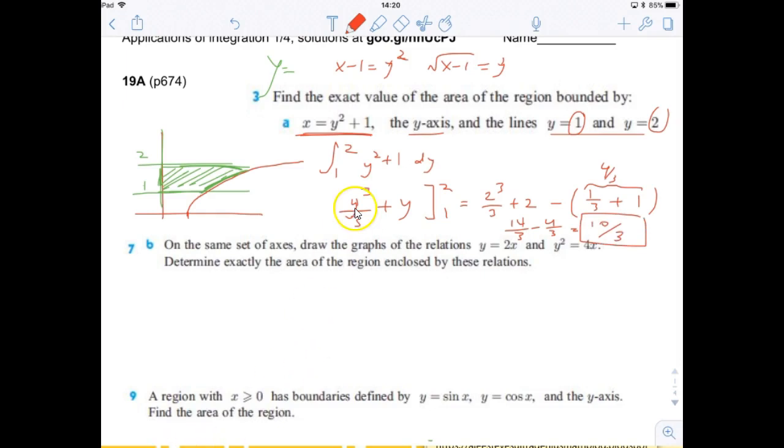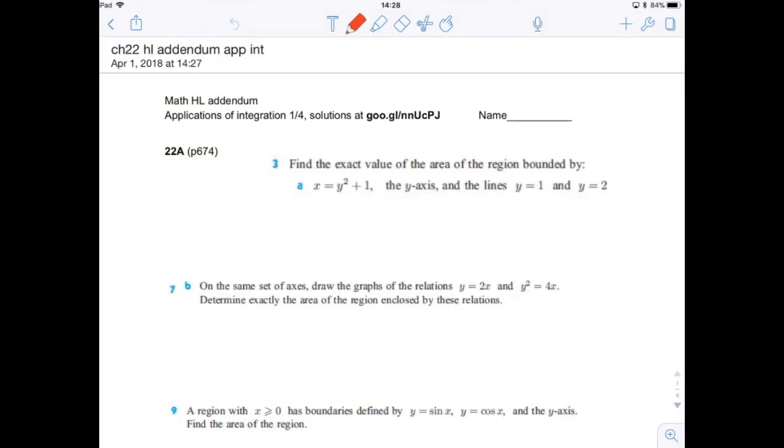So the only difference between this problem and the core problems, or the SL problems, is that the SL problems pretty much always have you doing things in terms of dx and not dy. The only thing you do on this is you invert everything. So instead of having x equals 1 to x equals 2, it's y equals 1 to y equals 2. Instead of dy, it's dx. And instead of this expression here being in terms of x, it's in terms of y. So that's it.